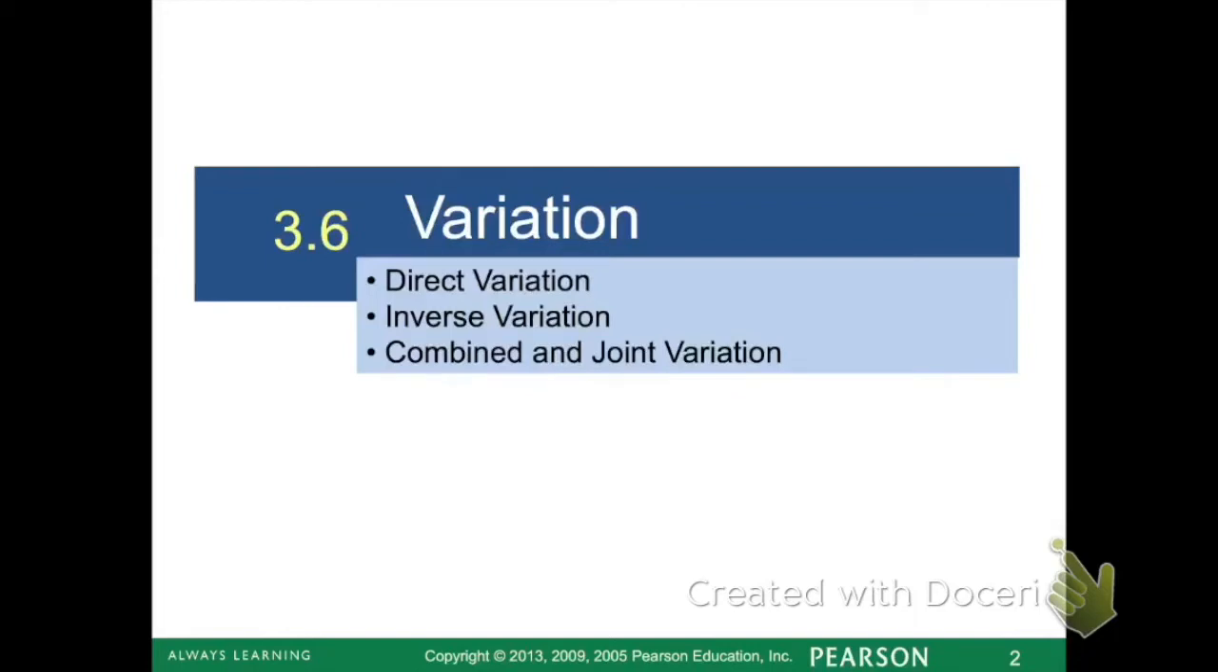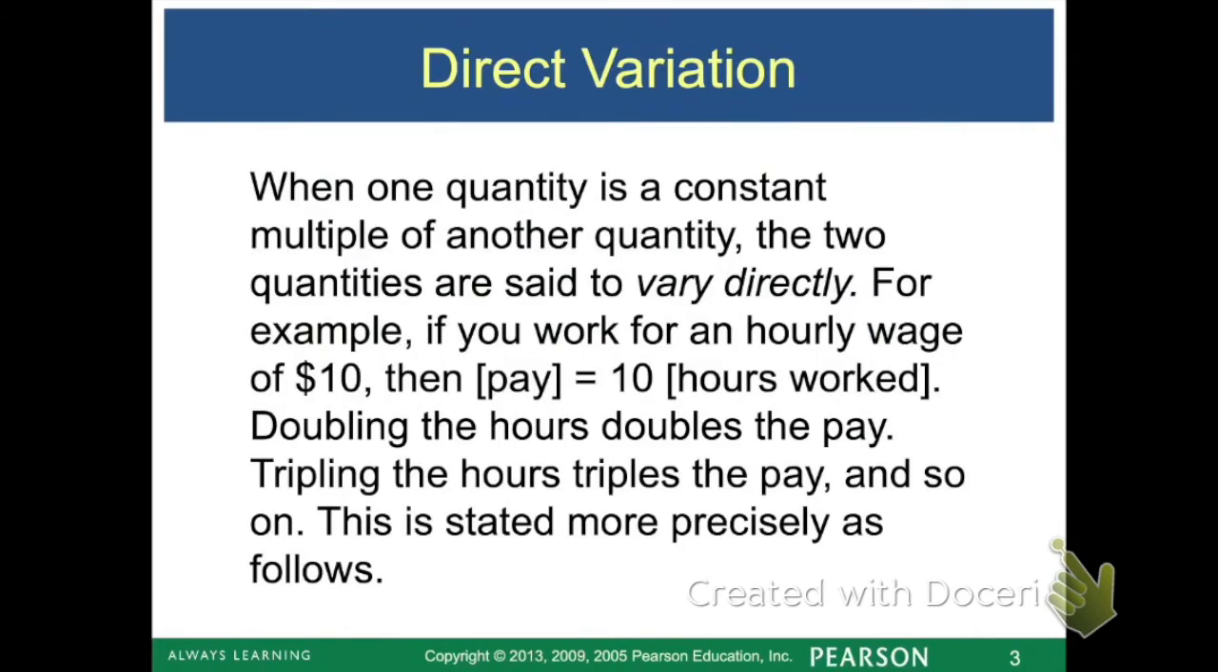Section 3.6, Variation. In this section, we're going to talk about direct, inverse, combined, and joint variation. Direct variation is something that you actually see in everyday life. An example of direct variation is if you work for an hourly wage of $10 per hour, then the pay that you get is equal to 10 times how many hours you worked. So your pay directly varies in terms of hours worked.